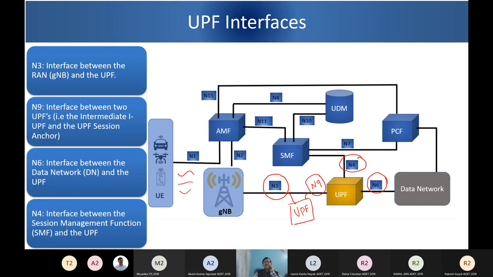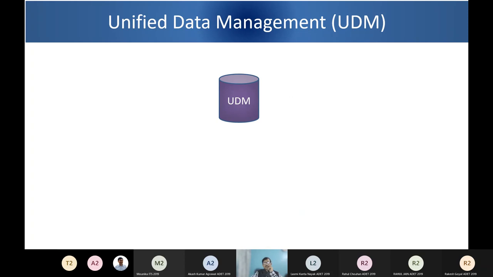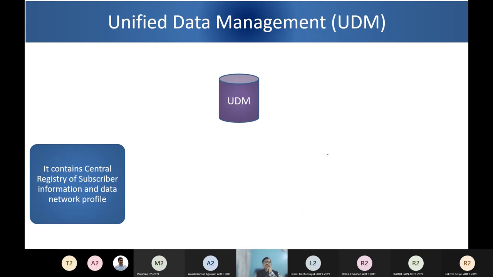Now the UDM, Unified Data Management. So let us look at what it is. First, it contains a registry of subscriber information and data network profile. So just like your HLR or HSS earlier, right? So why data network profile? Because multiple data networks will be connected for different services, and which user can access which data network profile, that table would be there in the UDM.